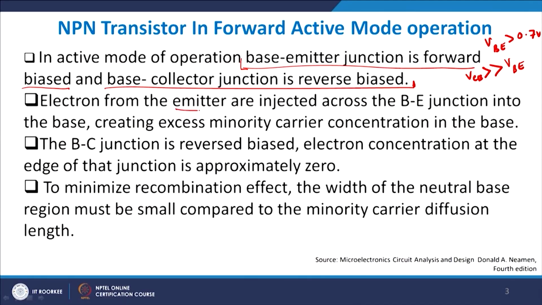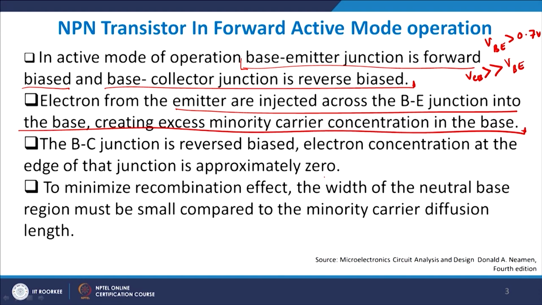So, let us look at the second point. The electrons from the emitter are injected across the base emitter junction into the base, thereby creating an excess minority carrier concentration in the base. We have already discussed this earlier, and we also saw that the minority carrier concentration falls linearly between the emitter base and the collector base junction. As you can see, the electron concentration at the edge of the collector base junction is approximately equal to 0. We have also seen this to be true.